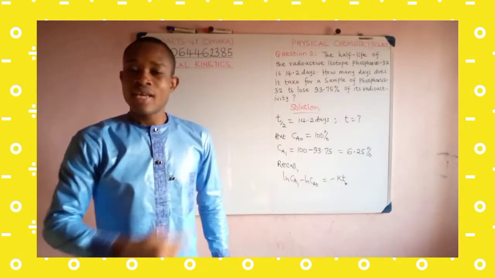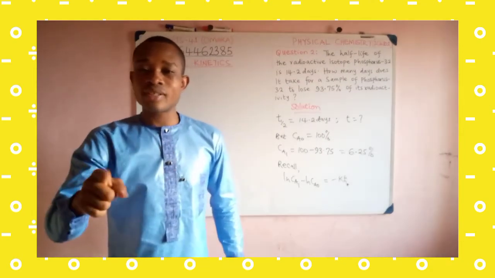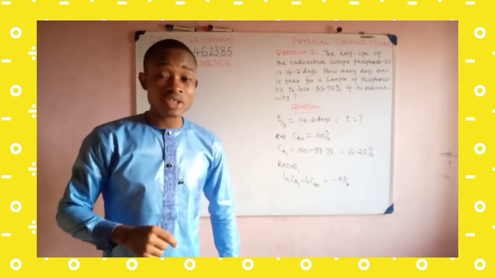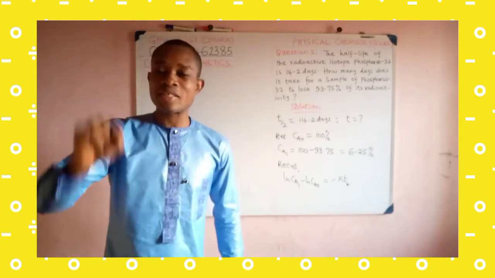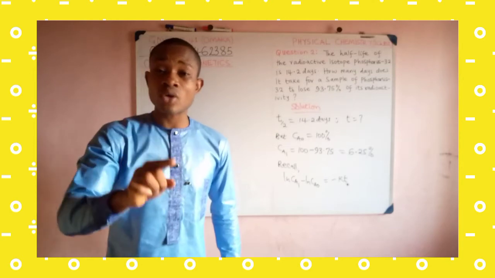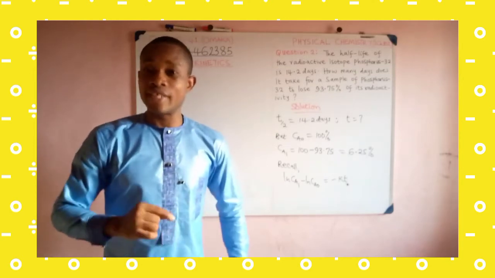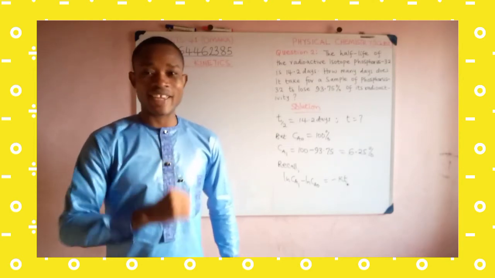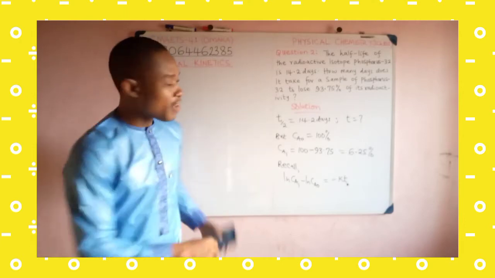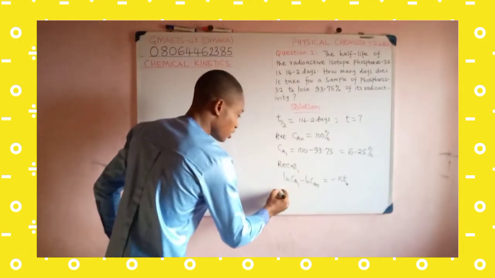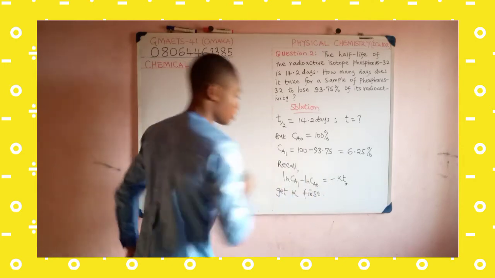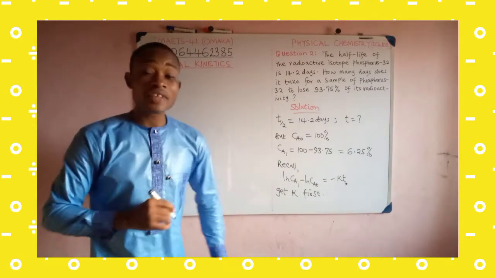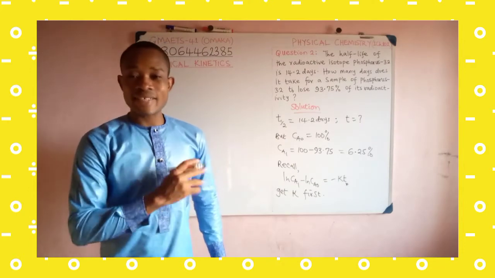Now this problem is going to be modeled in line with first order rate of reaction. The reason is it is a radioactive problem. Radioactivity is modeled according to first order reaction for the decay process. Is that okay? Don't forget that. So since it is a first order, we want to get K first. Alright, get K first. And that is why we're given the half-life. So we can get K.